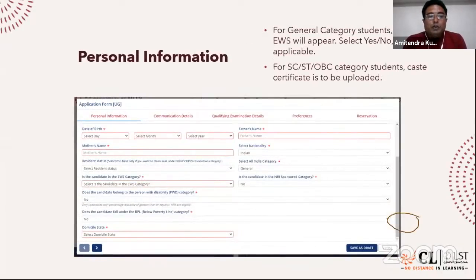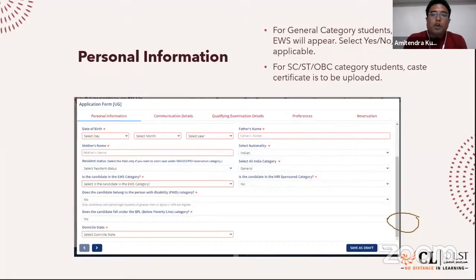Moving ahead, as I mentioned, if you are filling the form in the general category, you have to answer whether you belong to the EWS category or not. If you are from SC, ST, or OBC category, then accordingly you have to upload your document. Similarly, if somebody is from PWD category, he may be from any of the All India categories and may still be a PWD category student. Similarly, you have to select yes or no from the drop down. Same applies for the BPL category.